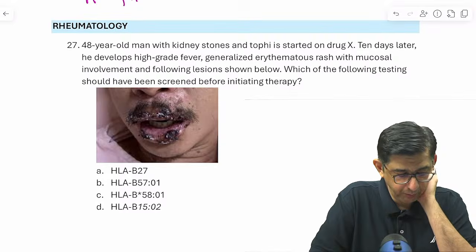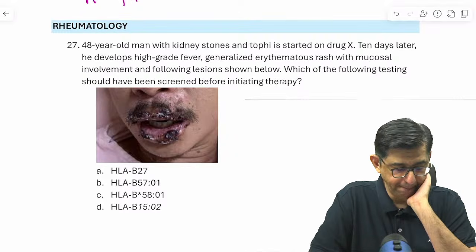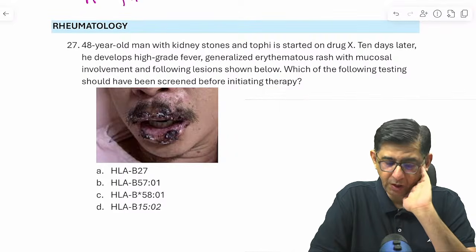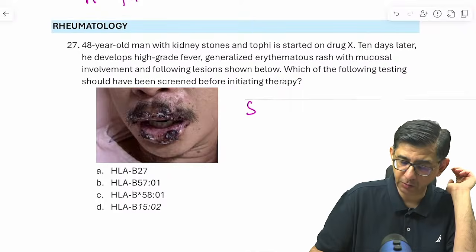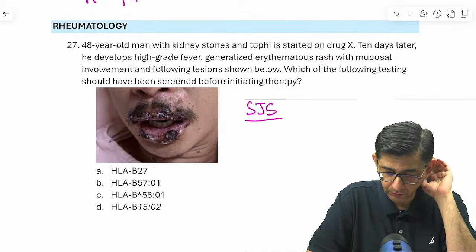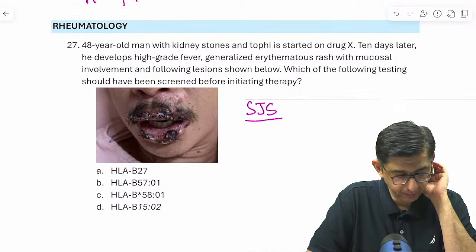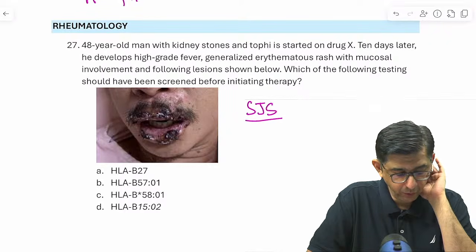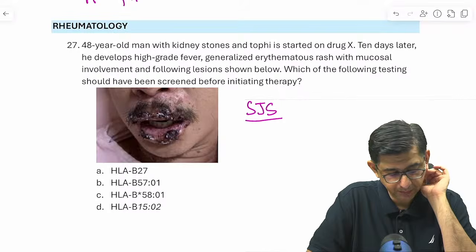Okay, guys, more people to comment for this one. Yeah, the guy is having Stevens-Johnson syndrome. He's asking you which is responsible for this. Yes, guys. Waiting for more people to comment on this one.